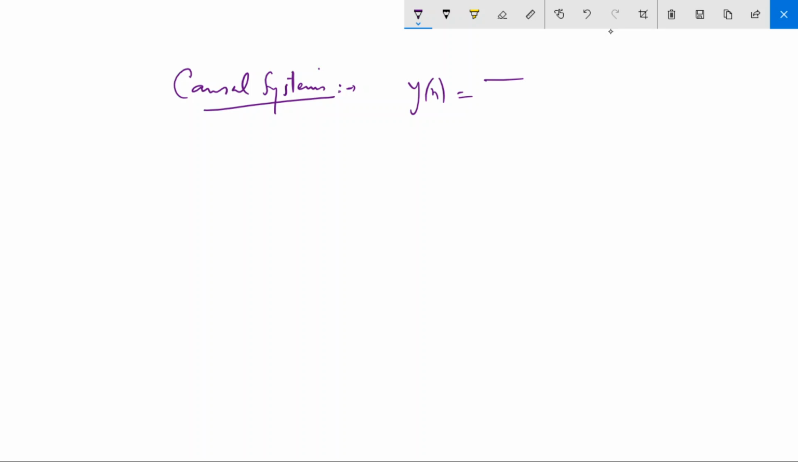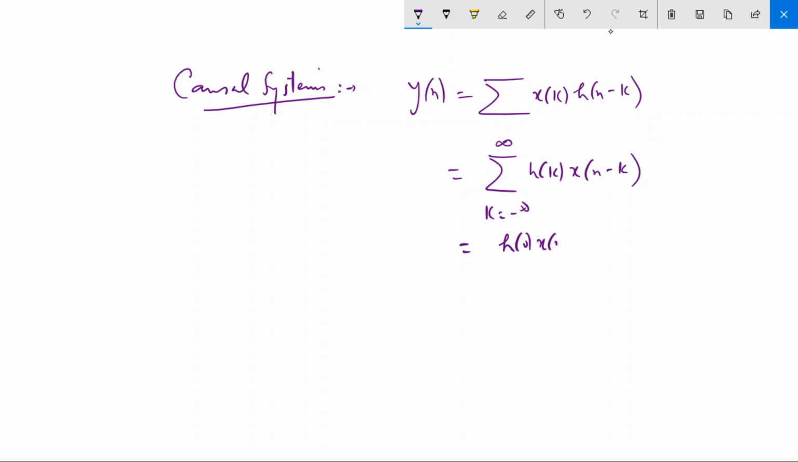Again you can say what should be the condition for causality. y of n is equal to the sum over k of x of k h of n minus k, or you can take it as h of k x of n minus k. Okay, so you'll get h of 0 x of n plus h of 1 x of n minus 1, then h of 2 x of n minus 2, and so on, then h of minus 1 x of n plus 1, and so on.